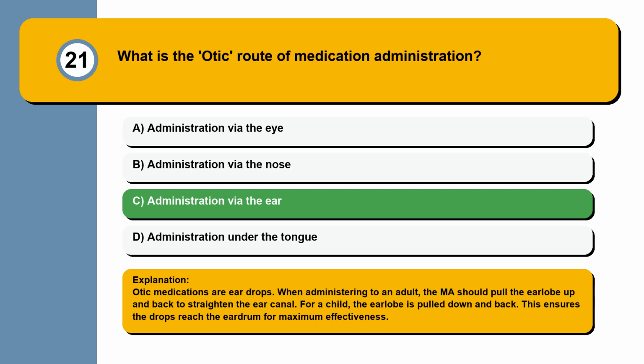Otic medications are ear drops. When administering to an adult, the MA should pull the earlobe up and back to straighten the ear canal. For a child, the earlobe is pulled down and back. This ensures the drops reach the eardrum for maximum effectiveness.